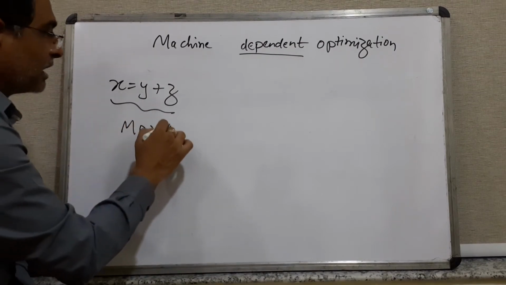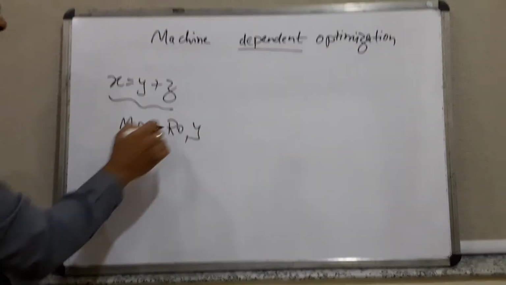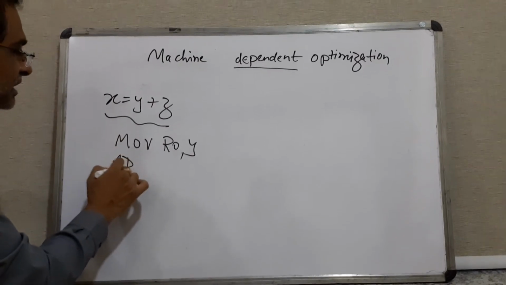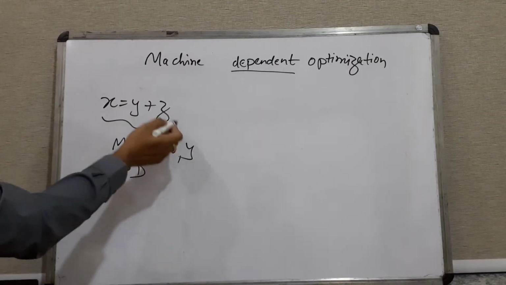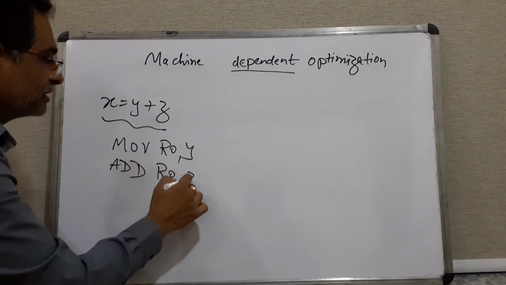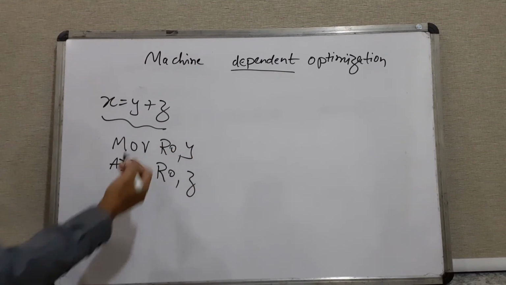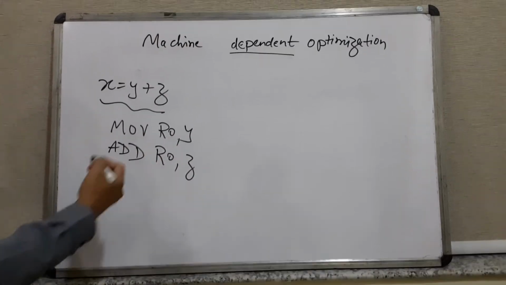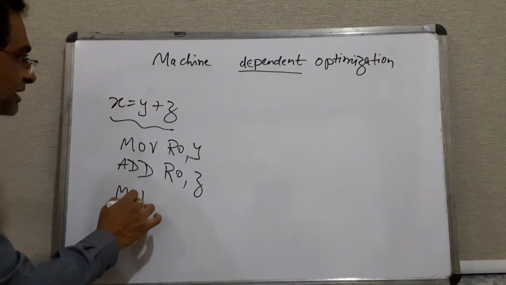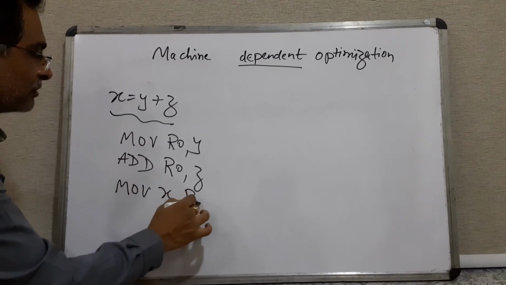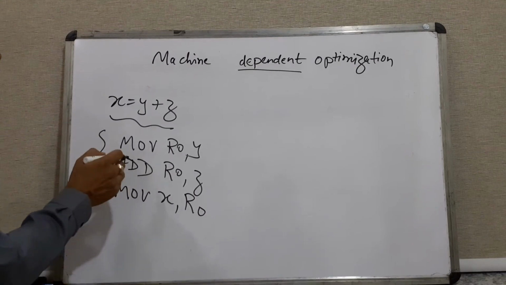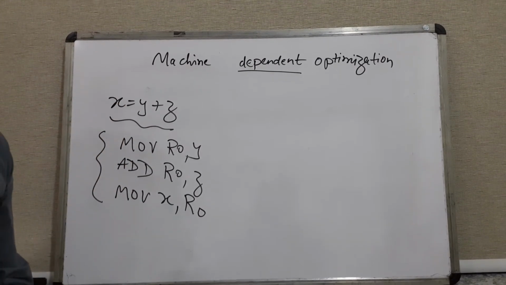the content of y to r0, right? And what I'm supposed to do is add z to y, so add r0 with z. So the content of y is available in r0 and z is then added to r0. Now r0 is supposed to be moved to some safer place. Let's say move x comma r0.